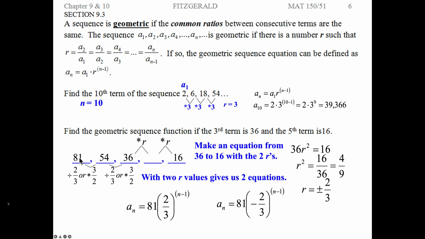Because even if you start at 81, you multiply by a negative 2/3, then multiply by a negative again, you get a positive. Multiply by a negative to get a negative. Multiply this term by a negative, you go back to positive. So it could be either one of those. If you have an r cubed, remember there will be no plus or minus, so you just get one possible answer.